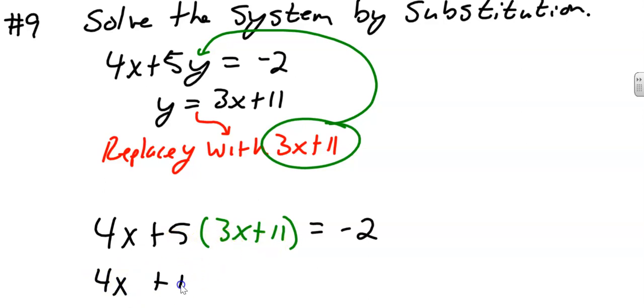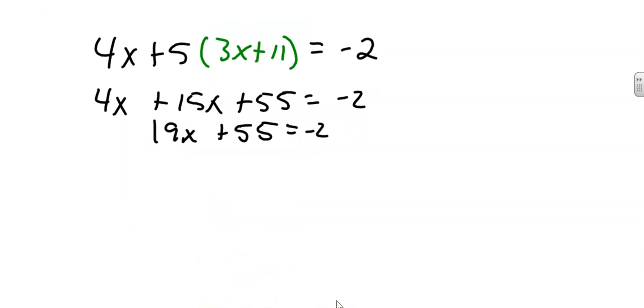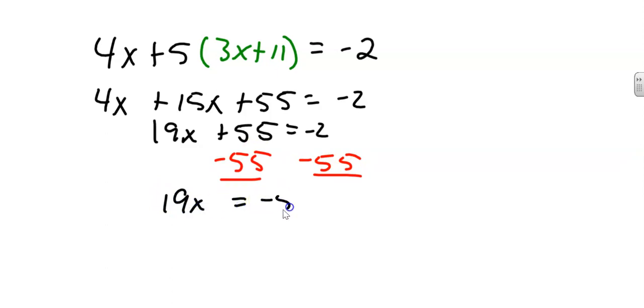All right, 5 times 3 is 15. 5 times 11 is 55. 4x plus 15x is 19x. And from here, you've already got the x by itself. We've got to get rid of the 55, so we'll subtract it away to the other side, and 19x equals negative 57. Dividing those two numbers, we do get a negative 3.